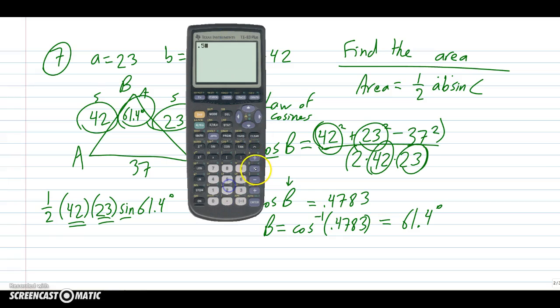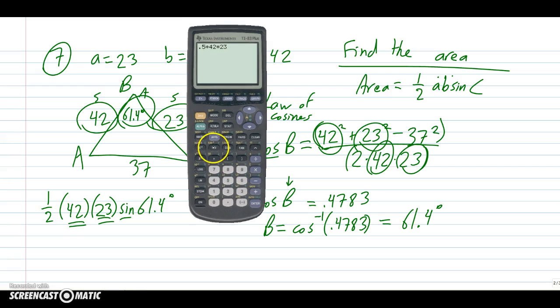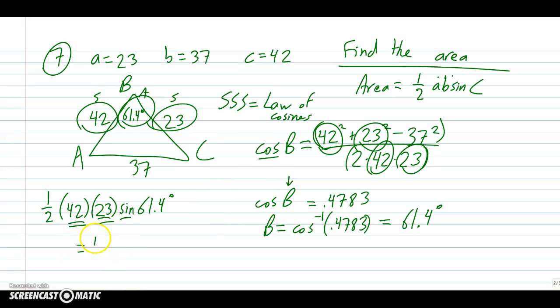Okay? So, let's type this in. 1/2 is the same as 0.5, so I'm just going to go ahead and do that. 0.5 times 42 times 23 times the sine, and you really don't even have to put times. Your calculator's smart enough to do it for you. 61.4 degrees, and let's see what we get. It looks like 424.1. They didn't give us units, but we'll just go ahead and put units squared.